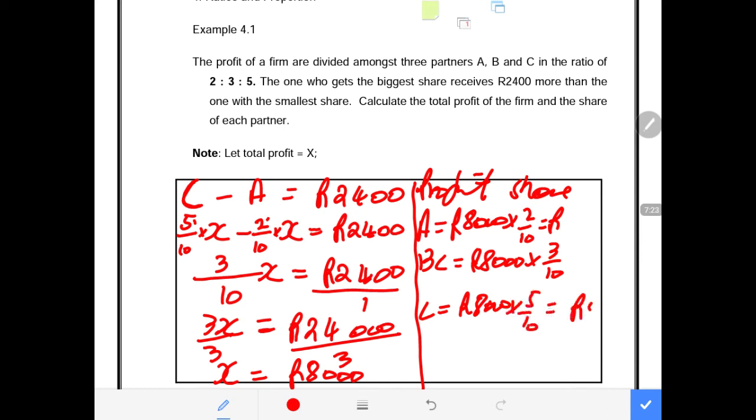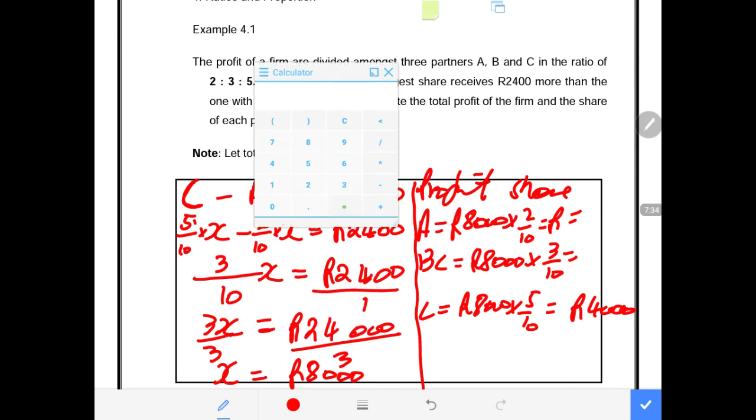Then obviously this will have to be 4,000 because half of 8,000 will be 4,000. Then let's go to the share of partner A and partner B. 8,000 times 2/10. This gives us 1,600. Then we say 3/10 times 8,000, which is the full profit, will give us 2,400.